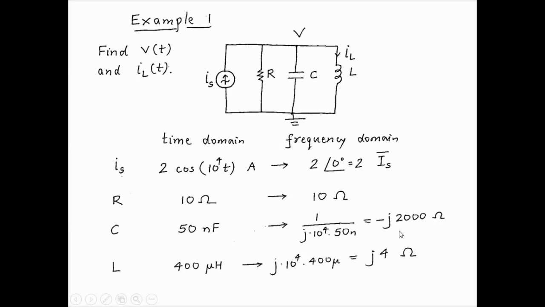As you may have seen in these circuits before, inductors have a plus j and capacitors have a minus j, because capacitor is 1 over j something and 1 over j of course is minus j. Right, and these are called impedances. So minus j2000 and j4 are called impedances.